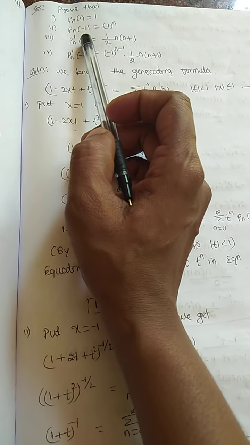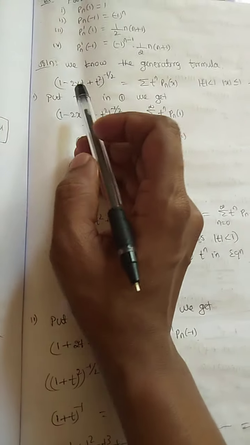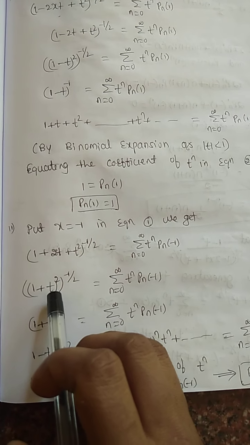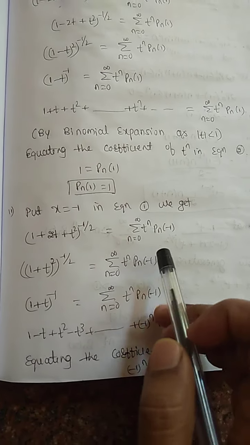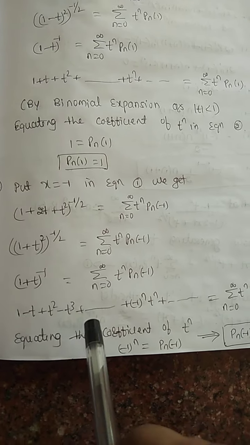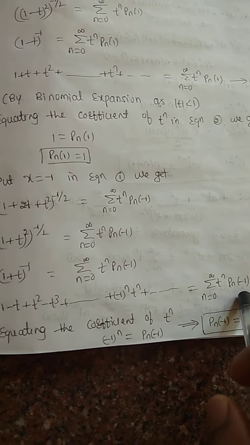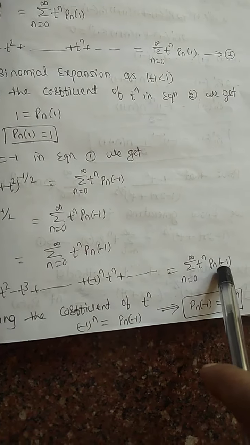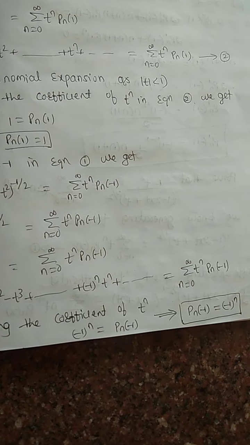Second one. To prove Pn(-1) equals (-1)^n, in this equation put x equals -1. We get (1 + 2t + t²)^(-1/2). This can be written as (1 + t)² to the power -1/2. The 2 cancels, giving (1 + t)^(-1), which equals summation t^n Pn(-1). Expanding this one, we get 1 - t + t² - t³ and so on, (-1)^n t^n and so on. Now equating the coefficients of t^n: here the coefficient of t^n is (-1)^n, and in this one the coefficient of t^n is Pn(-1). This implies Pn(-1) equals (-1)^n.